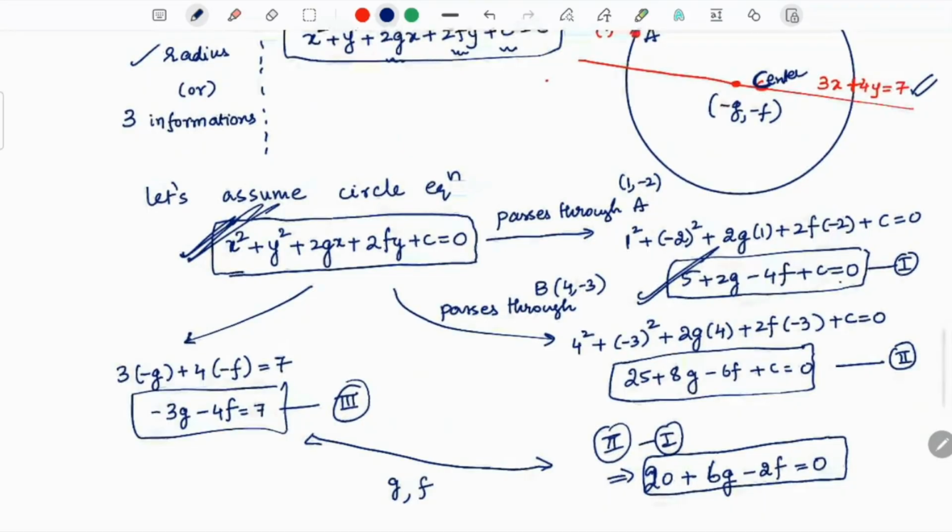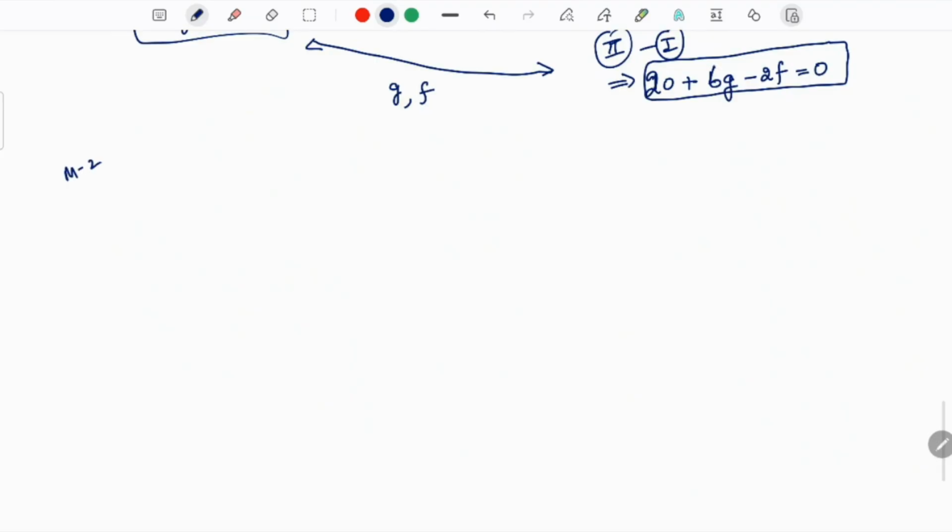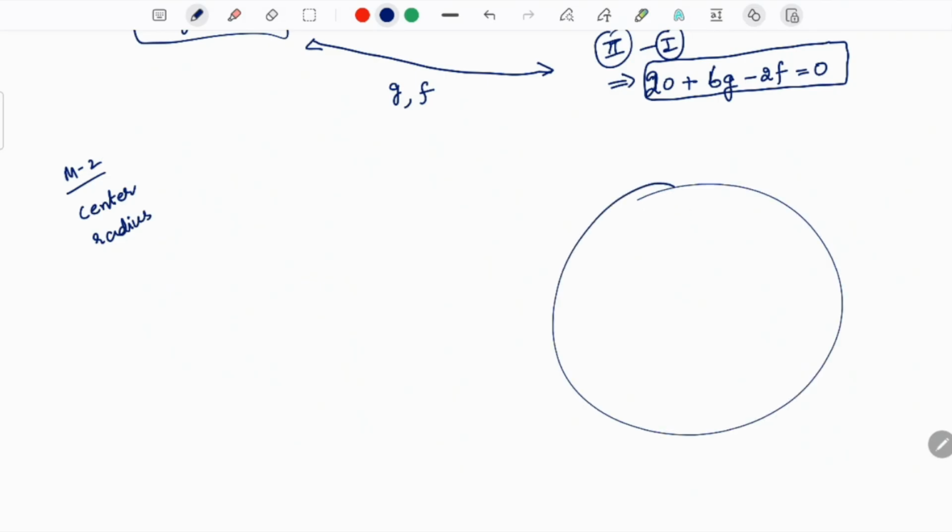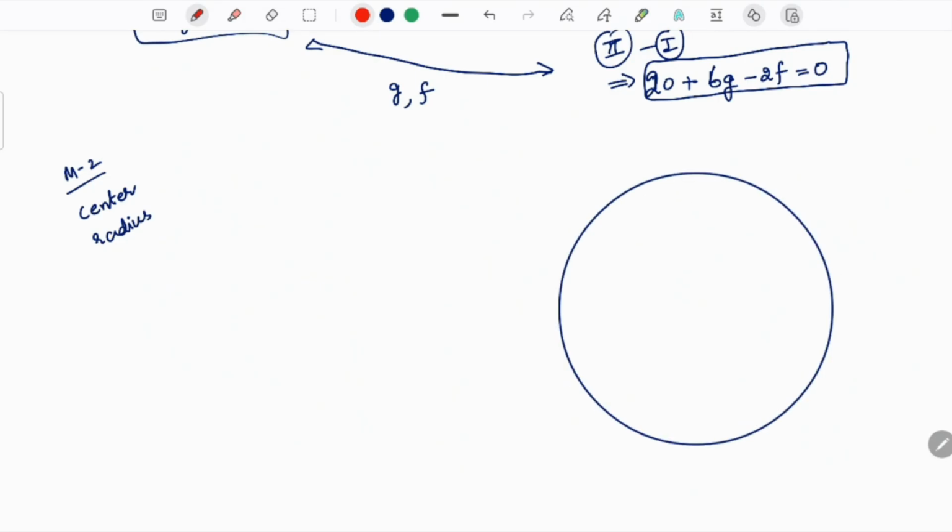All right. Okay, so then what is method two? Method two is again the same. Ultimately, I want to find the center and radius. Then I can use the central form. What they have given, all right. So let's delete.